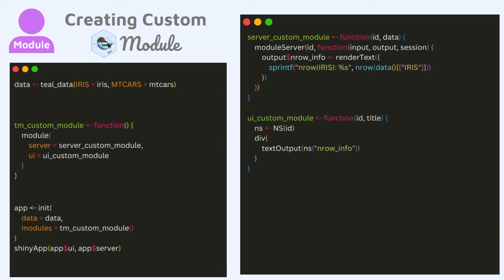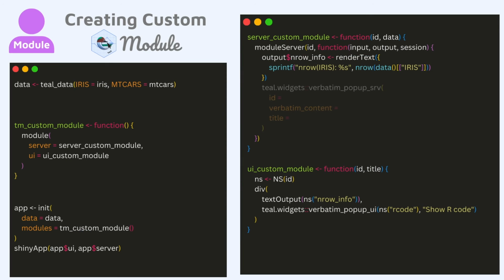Most of the Teal modules use the verbatim pop-up module from the Teal widgets package to show reproducible code. To use this, we have to call the verbatim pop-up UI, which creates a Show R code button in our module. We also have to call the verbatim pop-up server in our server code, which takes three arguments: ID, verbatim content, and title. The ID takes the module ID to connect the verbatim pop-up UI and server. The verbatim content takes our code to be shown in the pop-up, and the title takes the title for the pop-up.